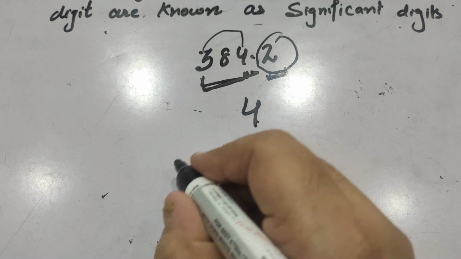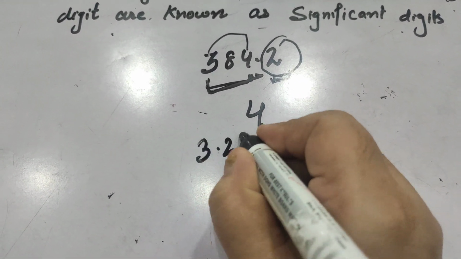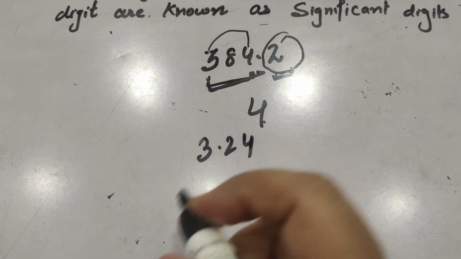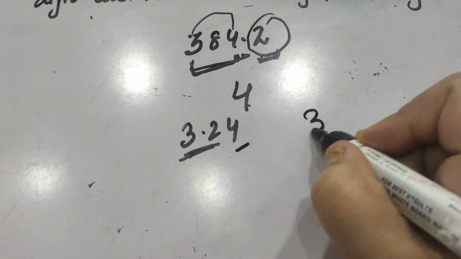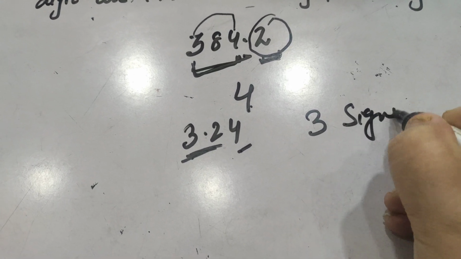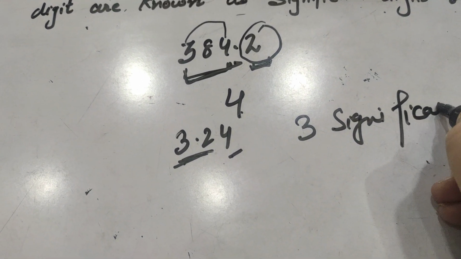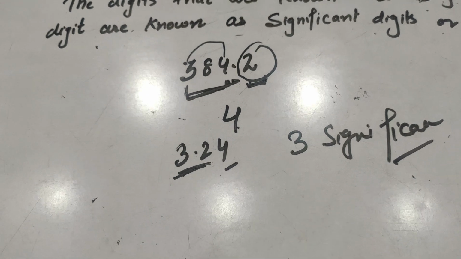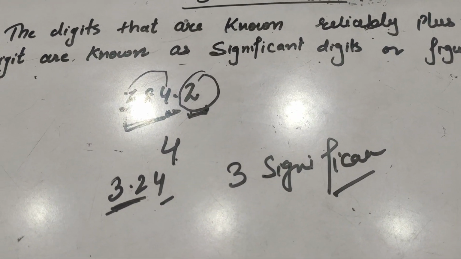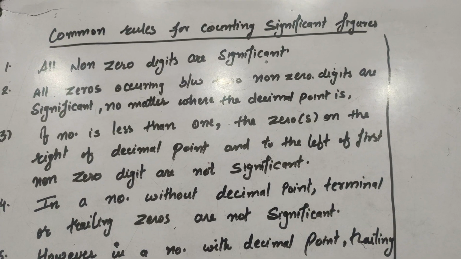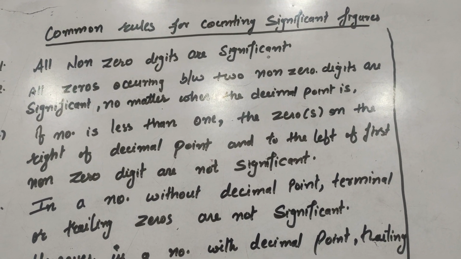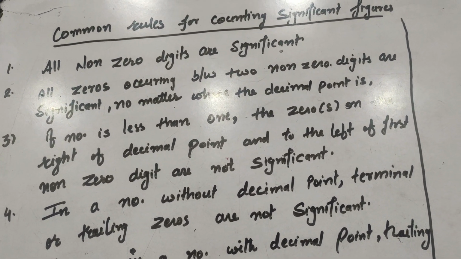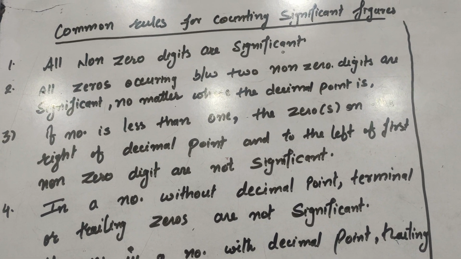Similarly, if we have 3.24, in this case 3.2 is certain and this is uncertain. So this is 3 significant figures. Now we will discuss the rules for how to measure the significant figures of a physical quantity. Let us discuss the common rules for counting significant figures. The first rule is all non-zero digits are significant.